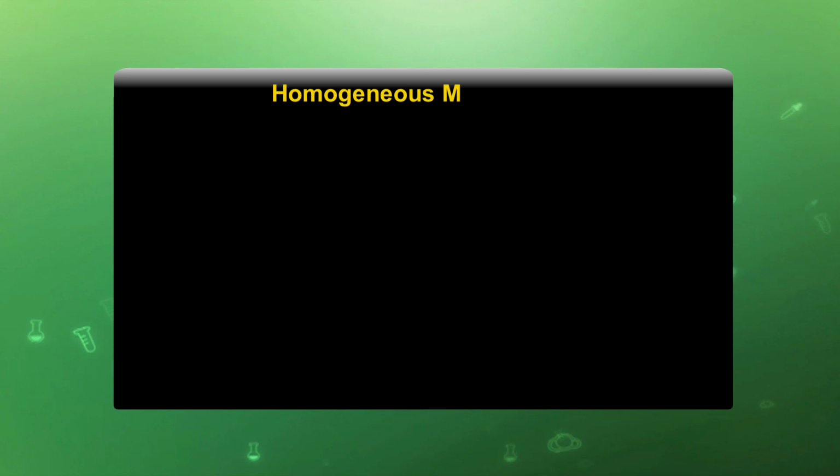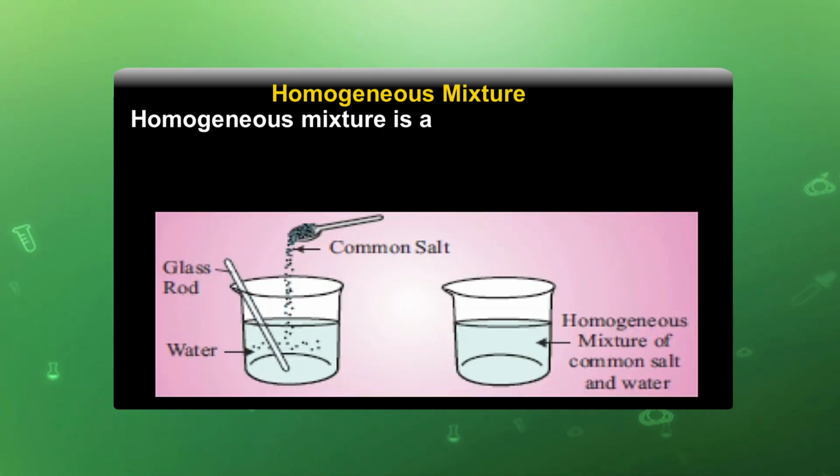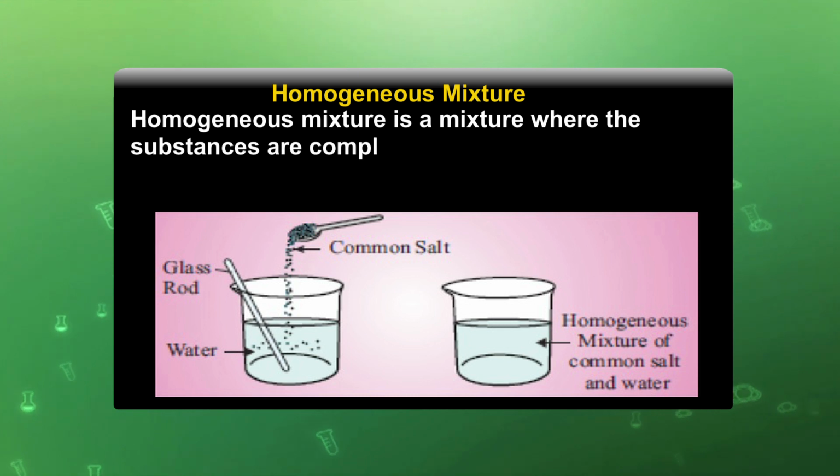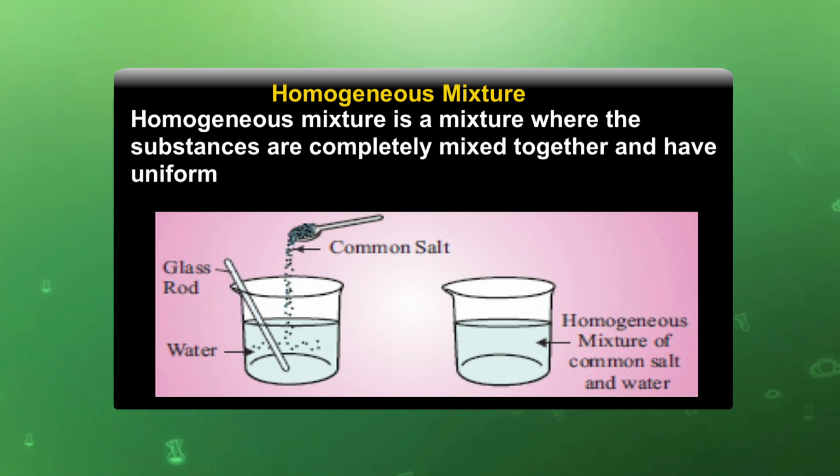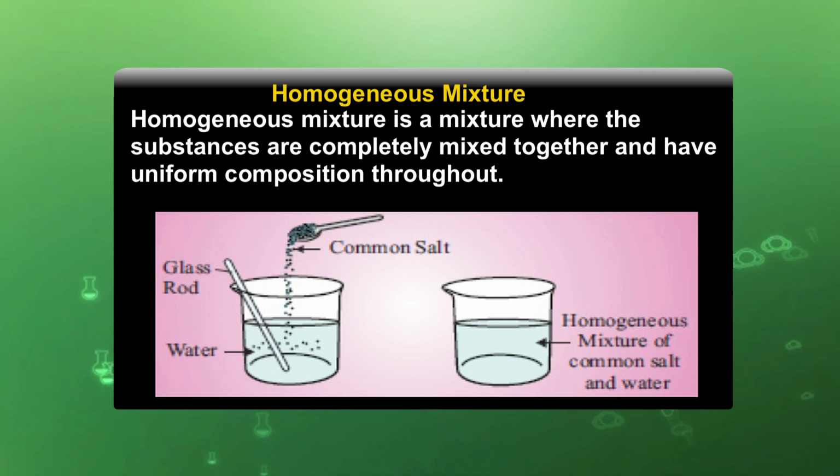This is known as a homogeneous mixture. A homogeneous mixture is a mixture where the substances are completely mixed together and have uniform composition throughout. For example, if you dissolve sugar or salt in water, after the complete dissolution, we are unable to distinguish where the sugar particles are and where the water particles are. So, if a solution is prepared in which we cannot distinguish the two components, it is known as a homogeneous mixture.